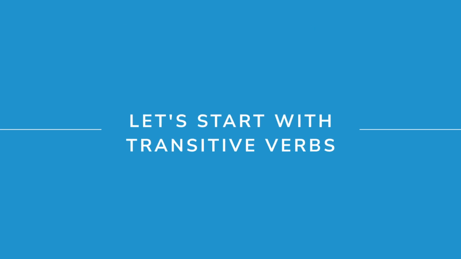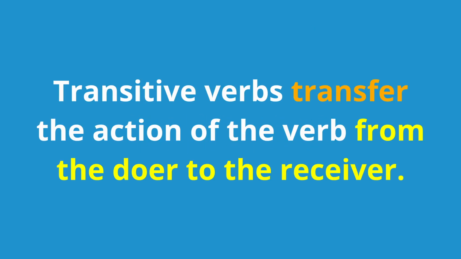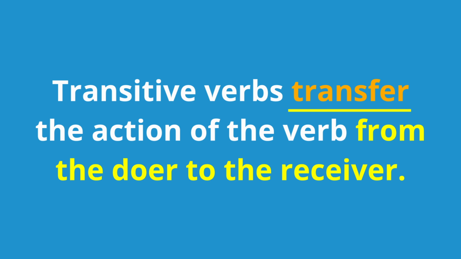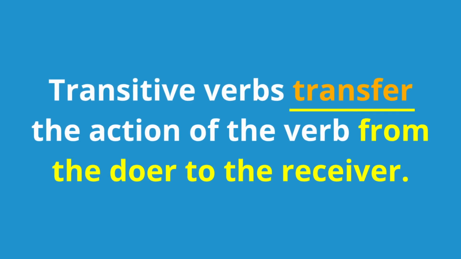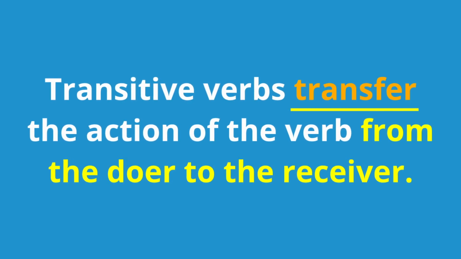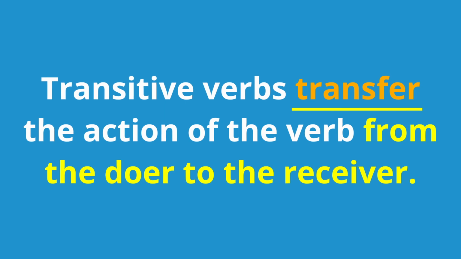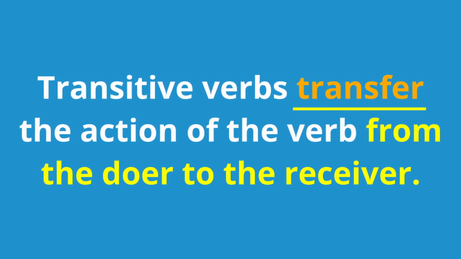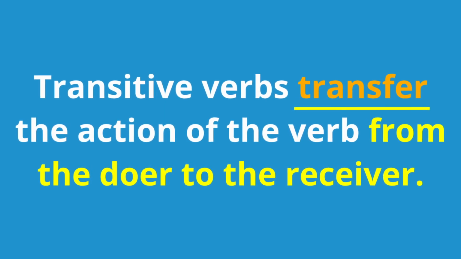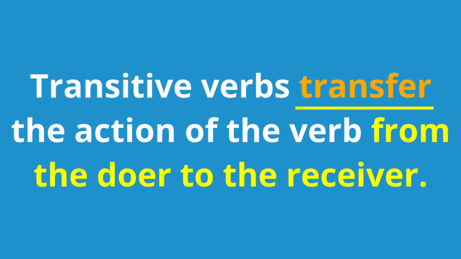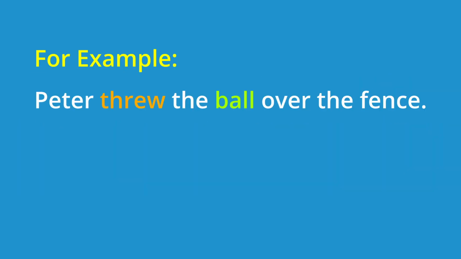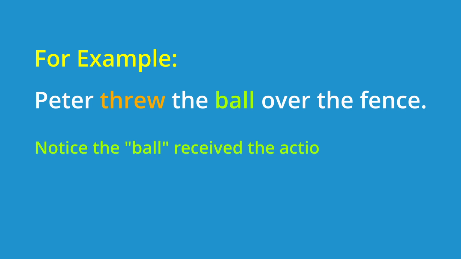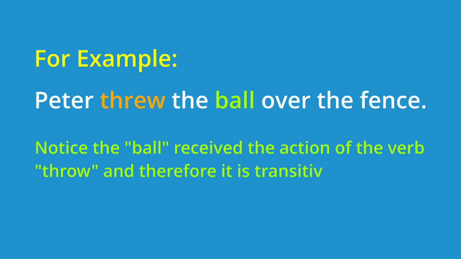Let's start with transitive verbs. Transitive verbs transfer. That's why they are called transitive verbs, because they transfer the action from the doer, which is the subject, to the receiver, which is the direct object. For example, Peter threw the ball over the fence. Notice the ball received the action of the verb throw, and therefore it is transitive.